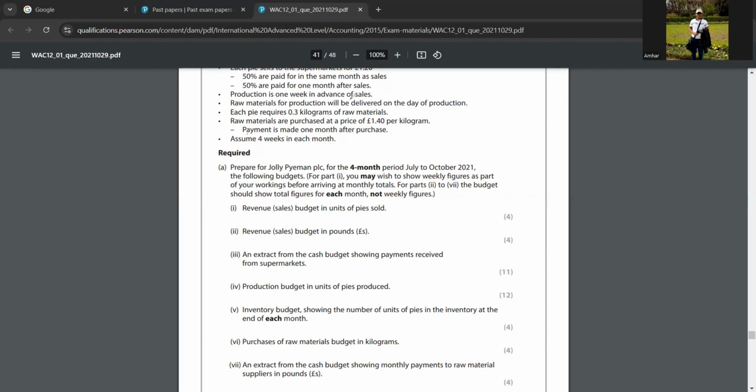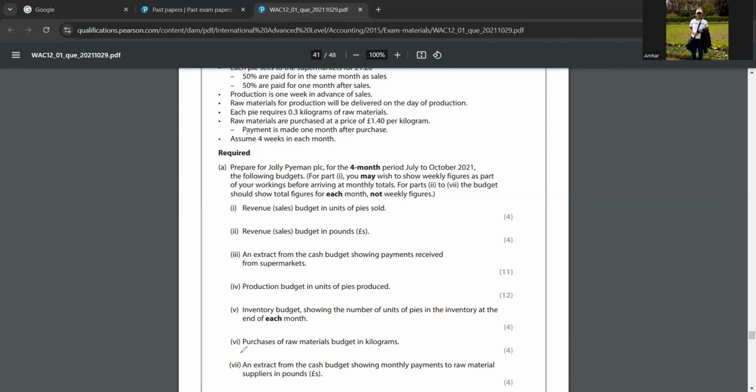Production is 1 week in advance of sale. 50% are paid for 1 month after sale. 50% are paid for the same month after sale. Okay, all these words, raw materials on the day of production. So like that only you have to consider this cash budget also. Those words are very important. So what they are saying is raw materials are purchased at a price of 1.40 per kilogram. And then they are saying payment is made 1 month after purchase.